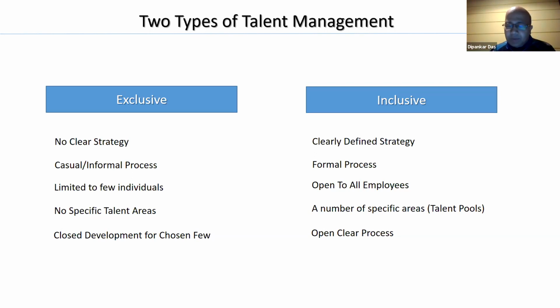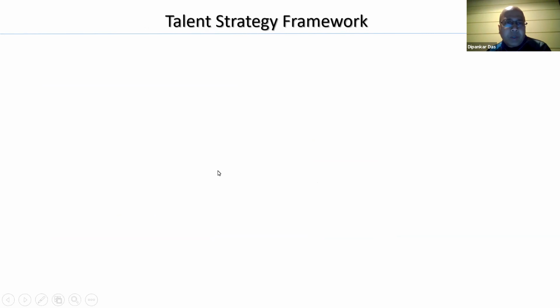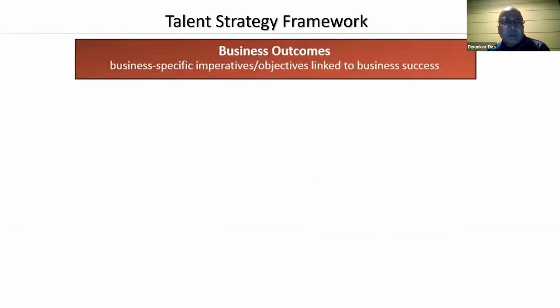But good, thanks, Pallavi, for bringing that out. Okay, so moving on, let's look at a talent strategy framework. Where does it start, and eventually where does it go? First, you have business outcomes. You look at business specific imperatives and objectives linked to business success.